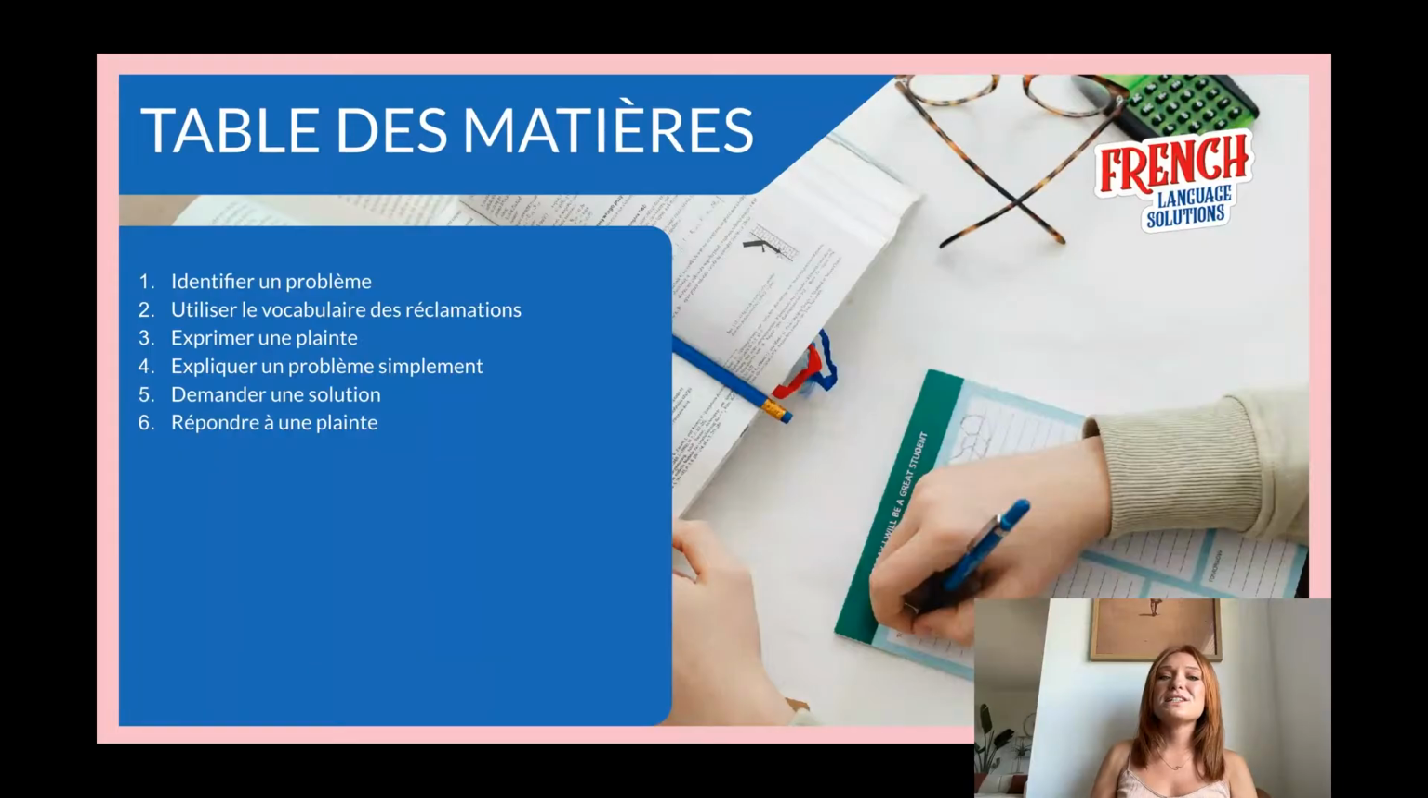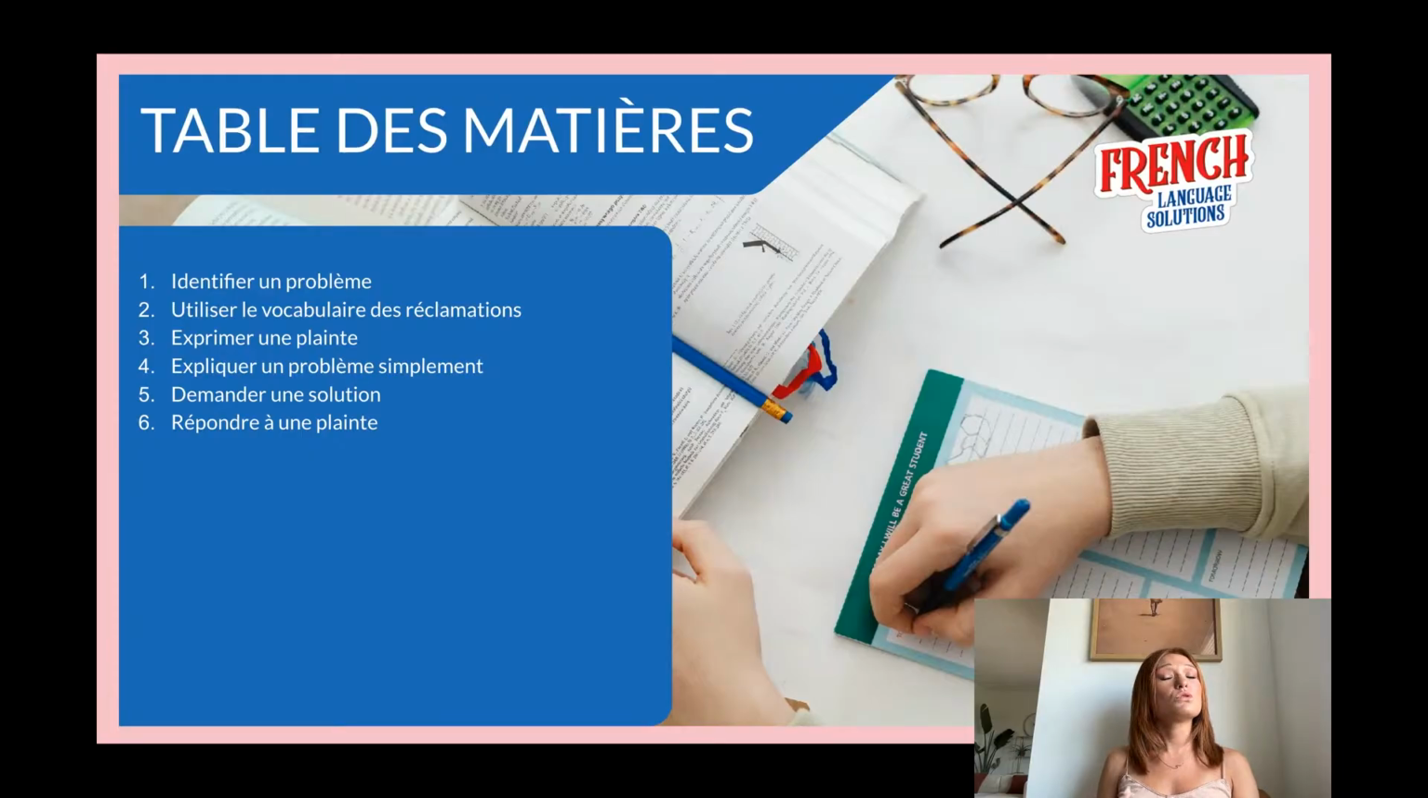Then we have utiliser le vocabulaire. Of course, we're going to see the main vocab when it comes to complaining, basic vocabulary that you might be able to use in this specific context or else. Then, exprimer une plainte. Express a complaint. Same vocab, some structures, some expressions and phrases. Then we're going to move on to expliquer un problème simplement, meaning to explain a problem easily.